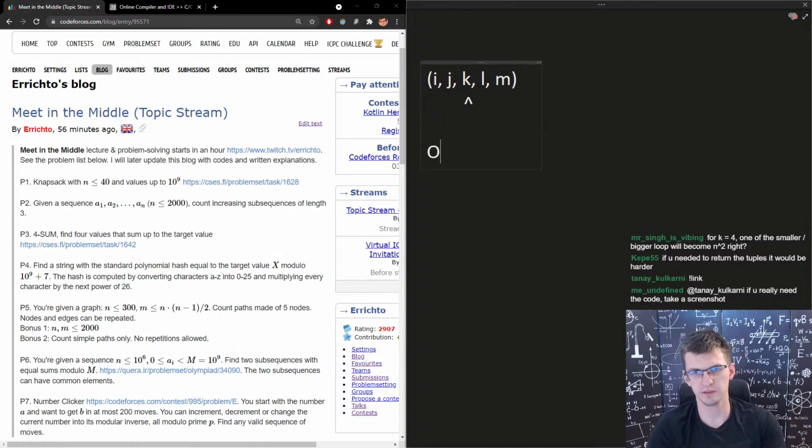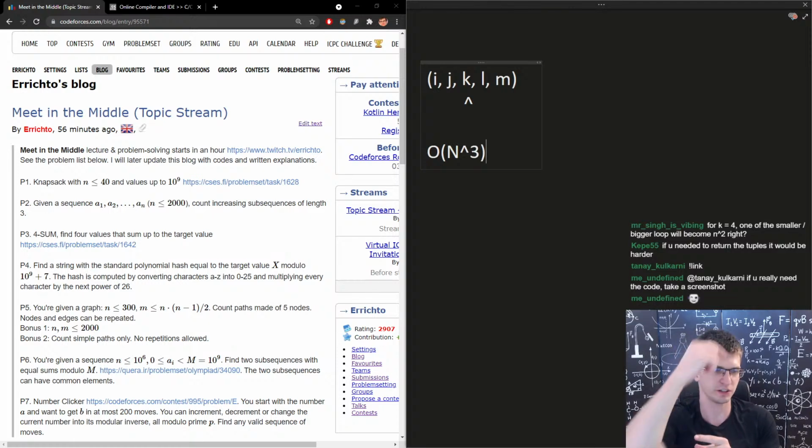And instead of n to the 5th power, you will get n to the 3rd power, because for k you will iterate over ij. After that, you will iterate over lm.